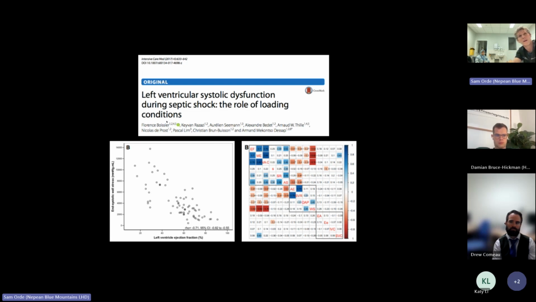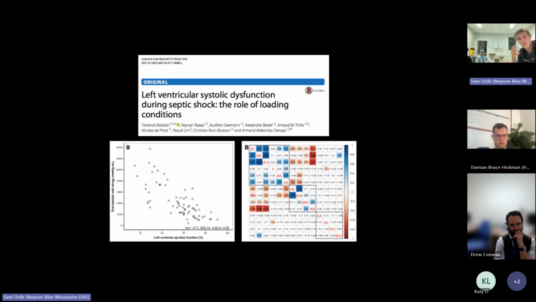So this is a really nice paper. It's from a few years back now, done by Florence Boissier and Dessap's group, where they show this quite nice correlation between ejection fraction and end systolic wall stress, or a marker of VA coupling. And they were trying to combine everything from looking at loading conditions, trying to figure out what the afterload was doing in terms of non-invasive assessment of afterload. But there's quite a nice relationship between the two.